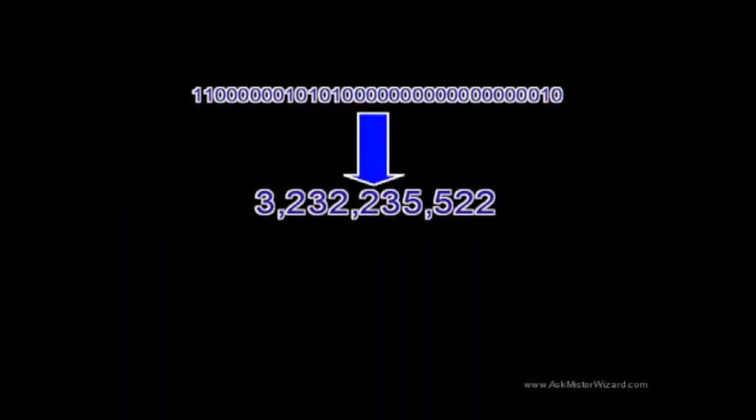Although that binary system is efficient for computer hardware, it is unwieldy for us humans. If we convert that number into the familiar decimal form that we use for normal human mathematics, it looks more like this: 3,232,235,522. But Internet addresses are not just ordinary numbers. The format has a functional and unique structure.